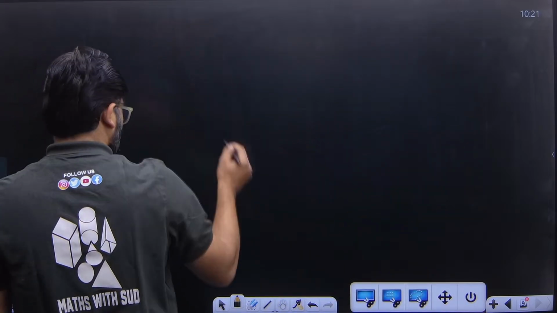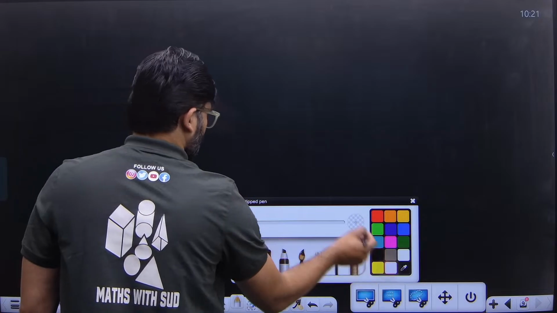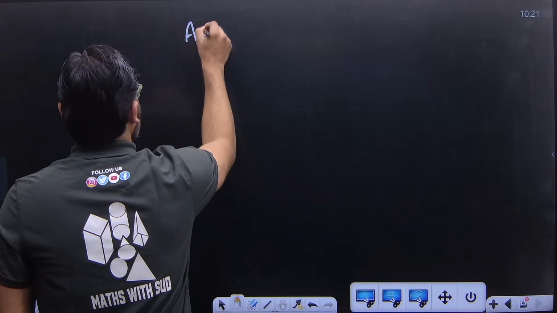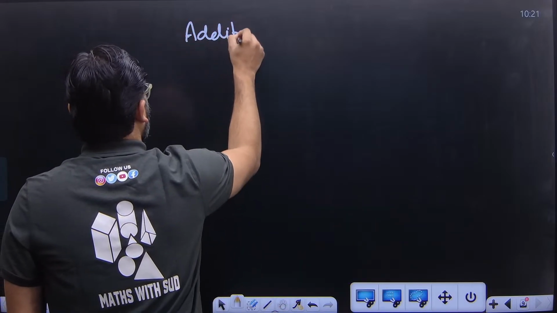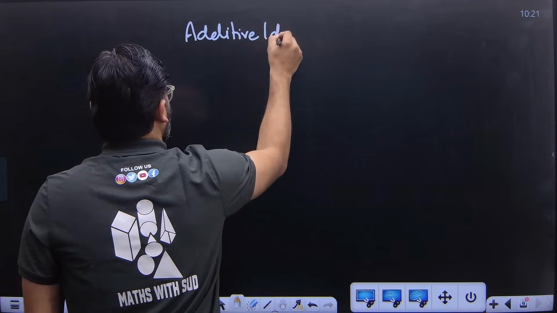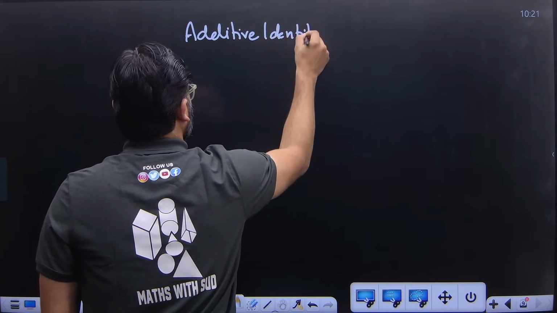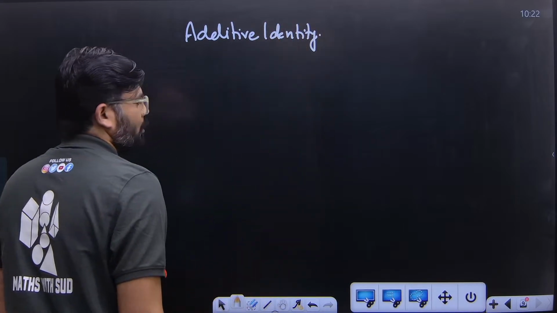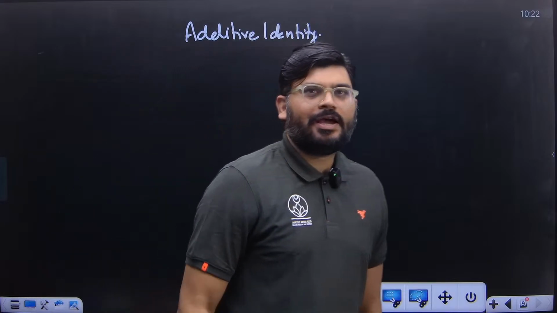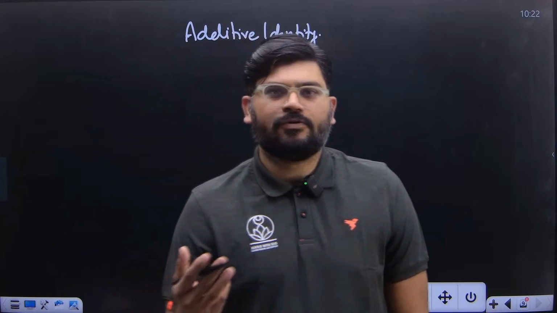One is the additive identity. What are the two identities? Additive identity. So what is the additive identity? You got an idea of identity in the demo class. I told you about the additive identity.